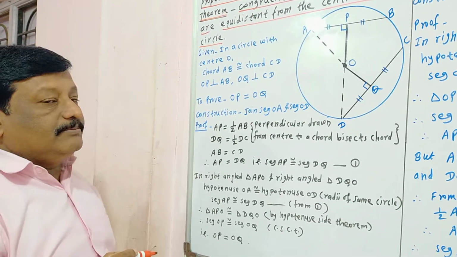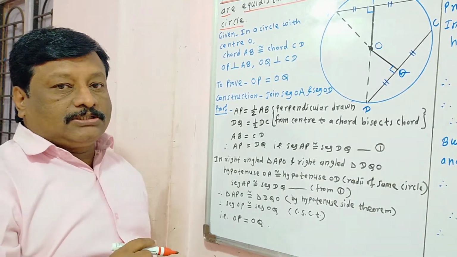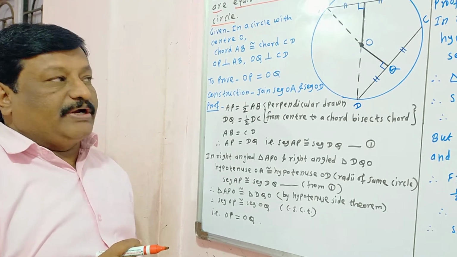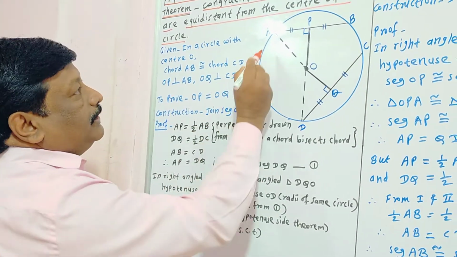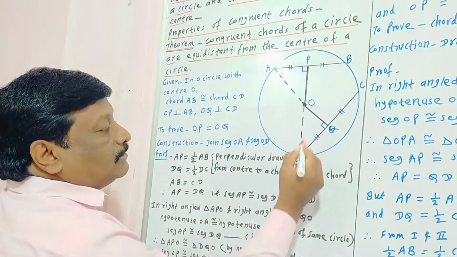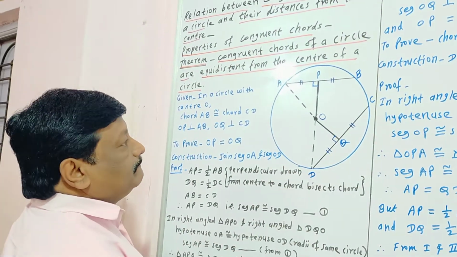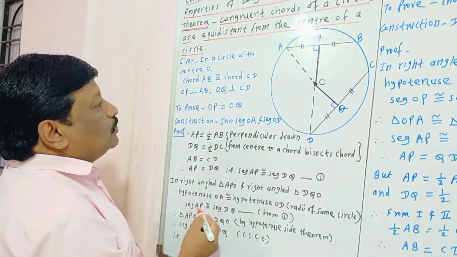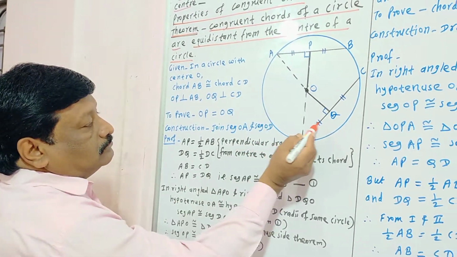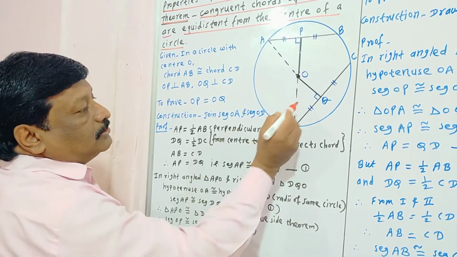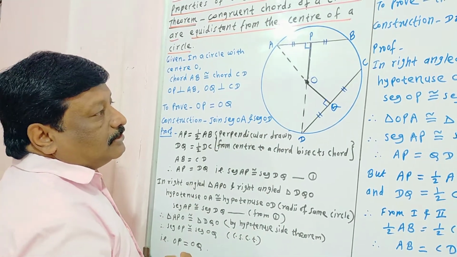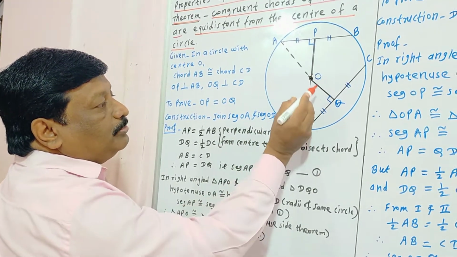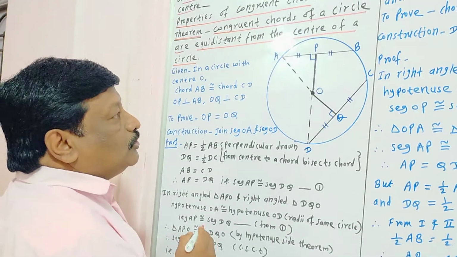Now for this theorem we have to draw the figure first, and then we will write the given and to prove. So draw a circle with center O, take two chords AB and CD. Now here the chords are congruent. We have to prove these two congruent chords are equidistant from the center, means we have to prove OP equal to OQ. Now how to write the given?